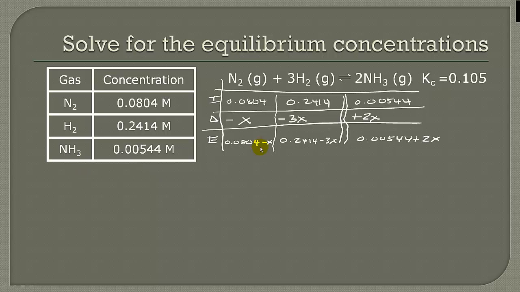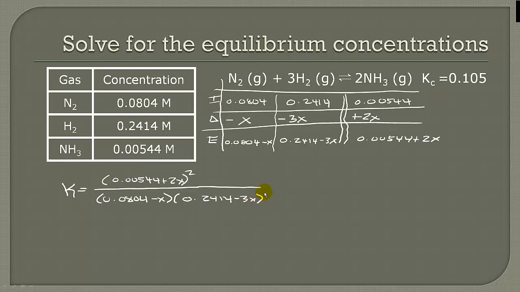is make sure that you set these boxes up correctly, and then you can write that K is going to be equal to, again, the ratio of products and reactants, but it's going to be 0.00544 plus 2x, squared, divided by 0.0804 minus x times 0.2414 minus 3x, that whole quantity cubed. And to get this thing to equilibrium, we set it equal to the equilibrium constant, 0.105.